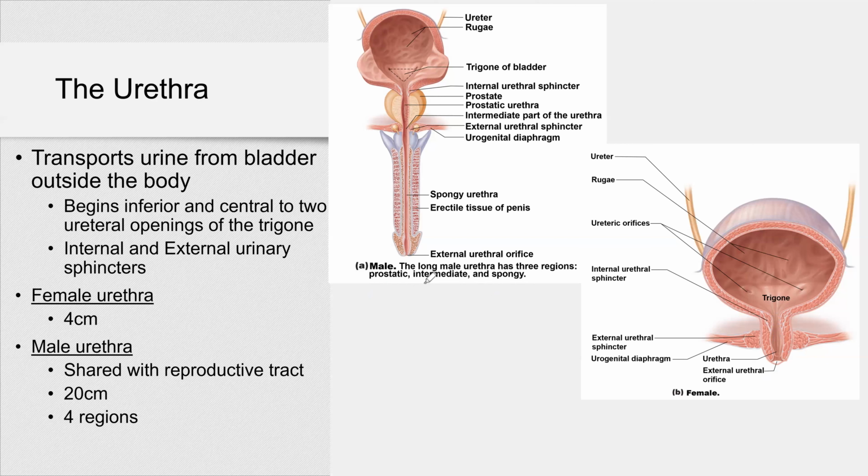Another name for intermediate is membranous urethra too. So you might hear membranous urethra, it's the same as intermediate. Or penile urethra is the same as spongy urethra. I don't know why it says 4 regions here, it's actually only 3. So this is just a typo.